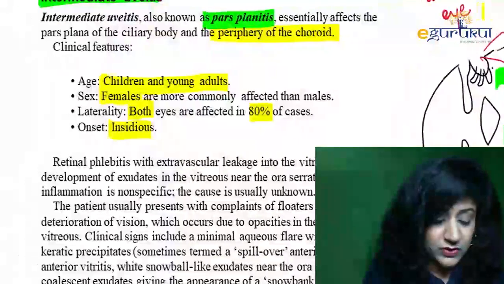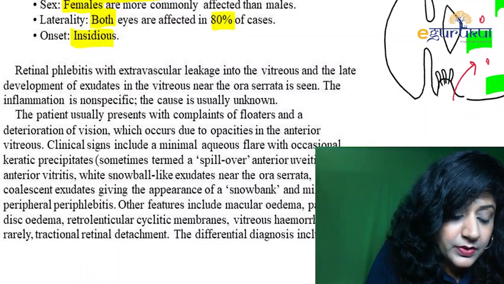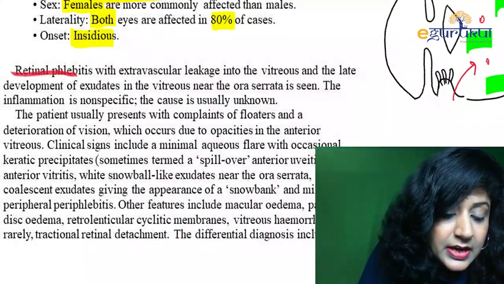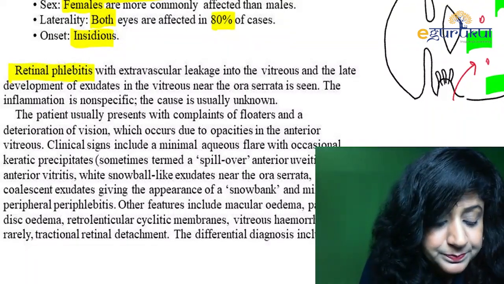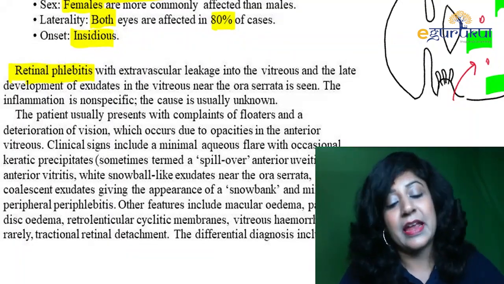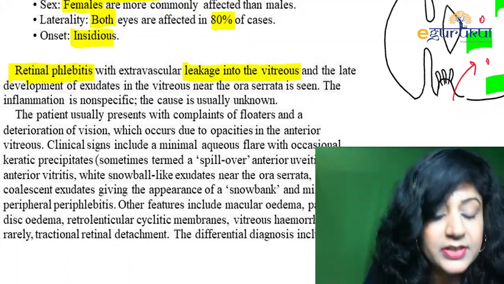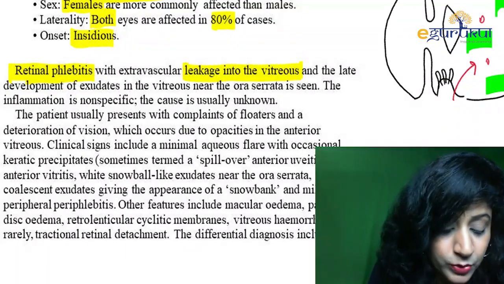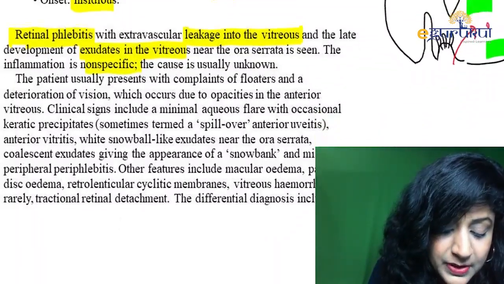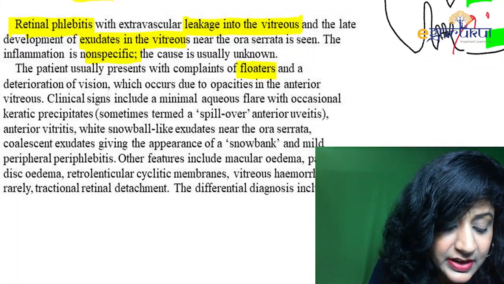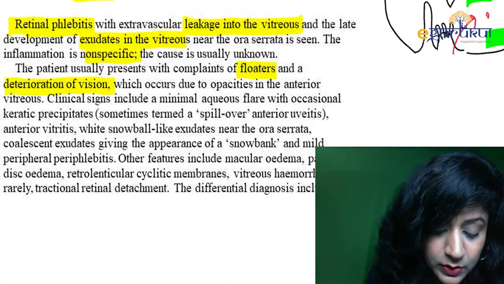So I think now the picture will be more clear to you. So what is happening now? It is starting with retinal periphlebitis, meaning the peripheral veins of the retina are getting inflamed. So we have leakage of inflammatory cells into the vitreous. This is your vitritis that I had shown you, exudation in the vitreous. The inflammation is non-specific. The patient usually presents with floaters, which we have discussed, and deterioration of vision. Deterioration of vision can be due to cystoid macular edema.